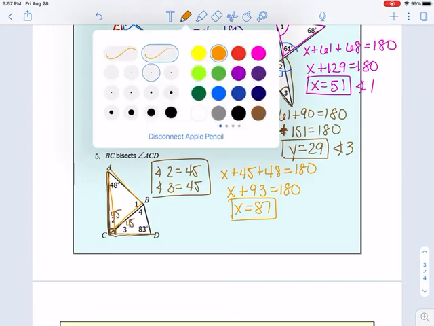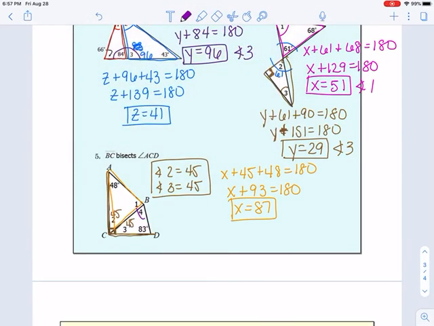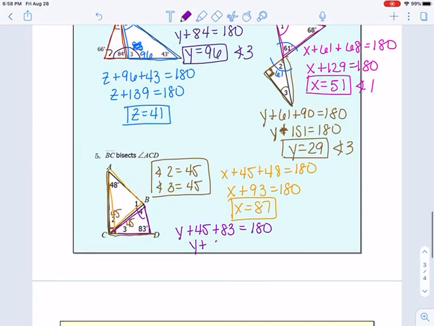Okay, and our last angle, angle 4. Okay, we'll do the same thing on the bottom now. Those 3 angles have to add up to 180 as well. So I'll call that y. So I'll have y plus 45 plus 83, and that's going to have to equal 180. And when you add 45 plus 83, you should get an answer of 128. So y plus 128 should equal 180. And then when you subtract 128 from both sides, you should get an answer of 52.